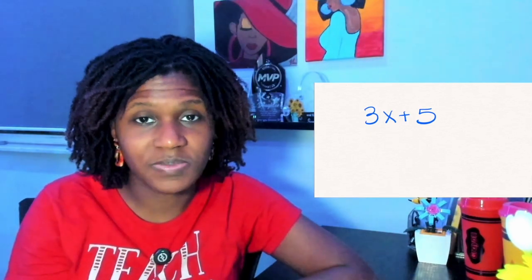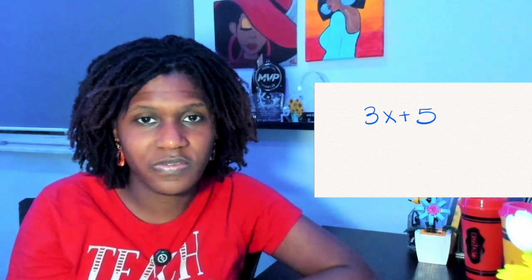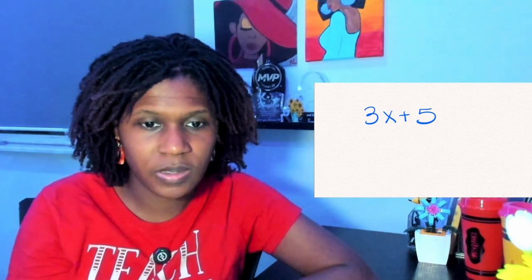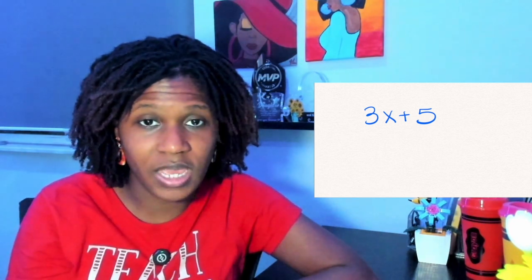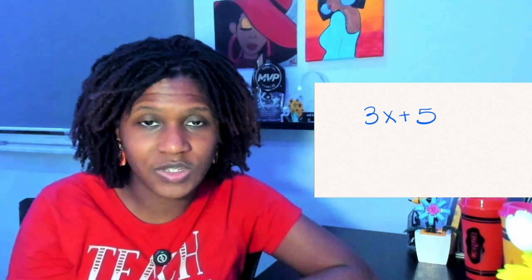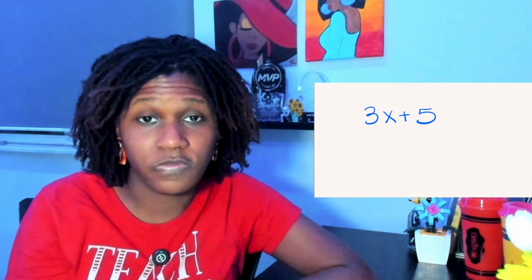I see students make this mistake all the time. They see something like this, 3x plus 5, and they write 8x. But the correct answer is just leaving it as 3x plus 5. There are no like terms here, so there's nothing you can do. This problem is in its simplest form.